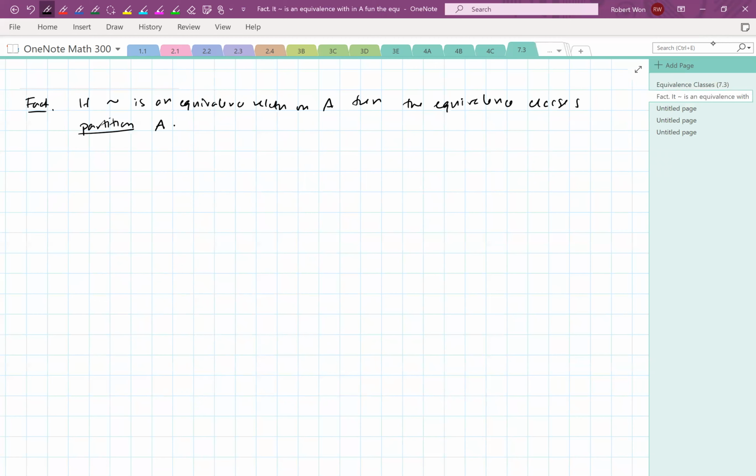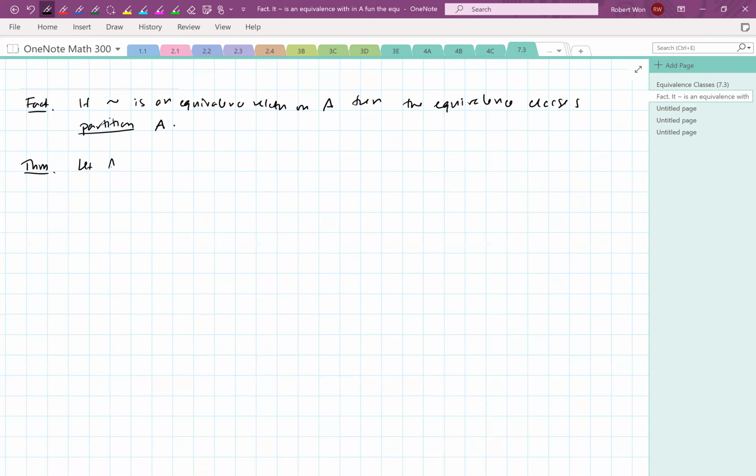I will, in a second, define the word partition. Let me first prove the theorem, and then I'll define partition, right? Basically, partition just means that you cut up A into different pieces that cover all of A but don't overlap. Okay, so here's the theorem. Here's the precise way to say this.